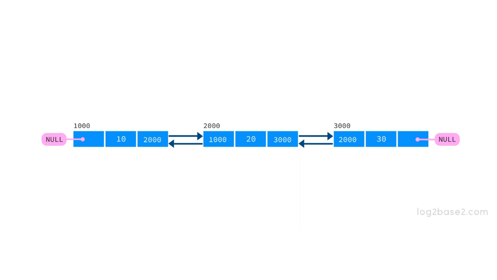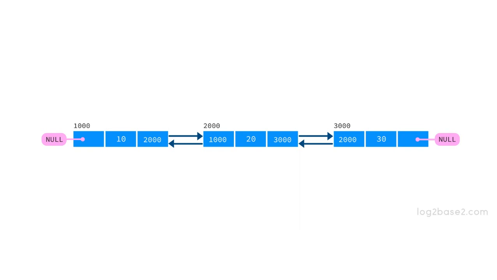Now let us discuss the advantages of doubly linked list. Unlike singly linked list, we can have bidirectional navigation in doubly linked list. And also, some operations like deletion and insertion are easier since we can get the previous node easily without traversal.